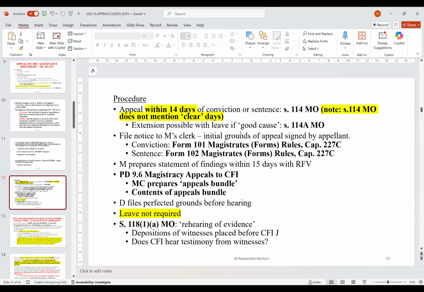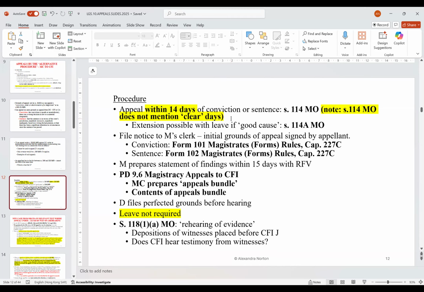Now, 105, there was the reference to clear days. So you start counting on the next day, but no extension of time is possible. 113, no clear days. So you start counting on the day of the decision, but you can get an extension of time. So you just need to remember the differences between those two sections because in the exam, well, you will be asked to give the deadline, the last date to appeal. So you have to be able to calculate that in the exam.